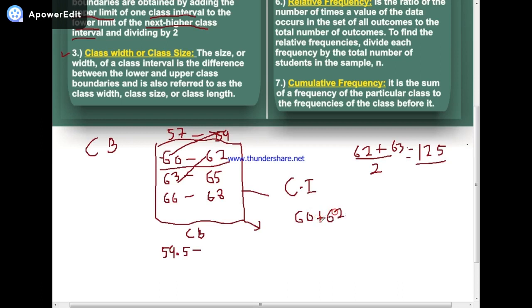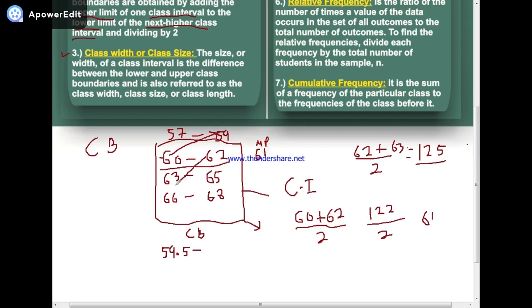60 plus 62 and divide it by what? Divide it by 2. So now if we divide this by 2, 60 plus 62 was 122. 122 divided by 2, that is what? 61. So that means the midpoint of this class interval will be what?